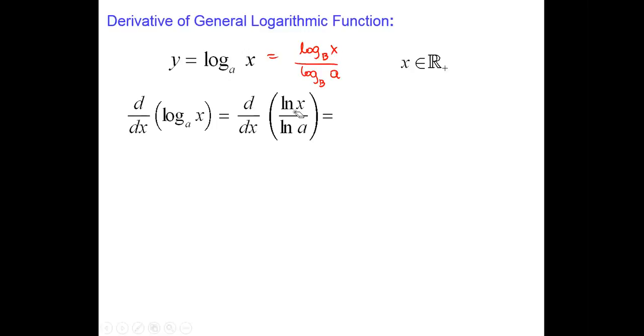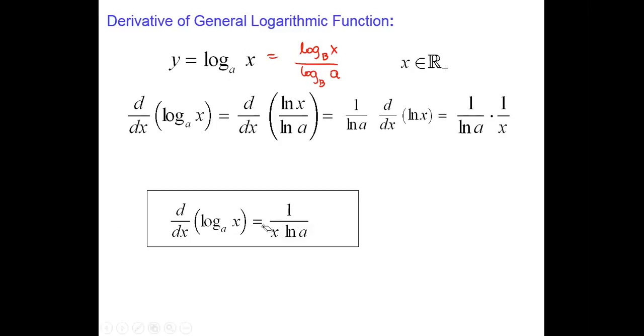ln of a is just a constant. That means we don't have to differentiate the constant, we put the constant outside and just differentiate ln of x. And the derivative of ln of x, the natural log of x, is just 1 over x. Done. This is our fourth formula. The derivative of log base a of x is still 1 over x. However, we have to multiply by ln of a in the denominator.